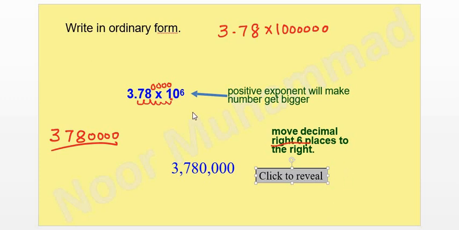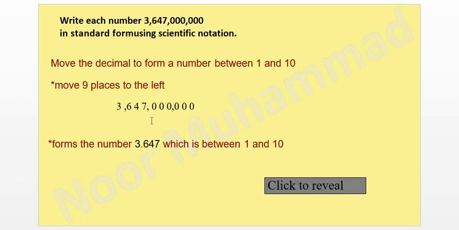Clear? What if we want to change a very large number from ordinary form to scientific notation? This number right now is written in the ordinary form. Let's say I want to change it into scientific notation, or you can say standard form. So how can I change it into standard form?